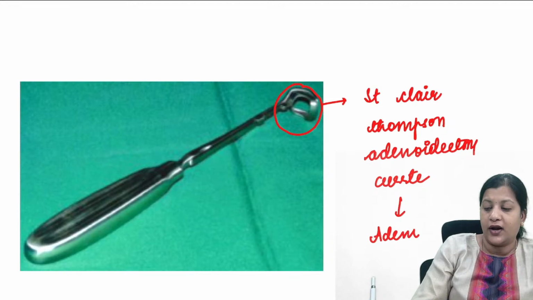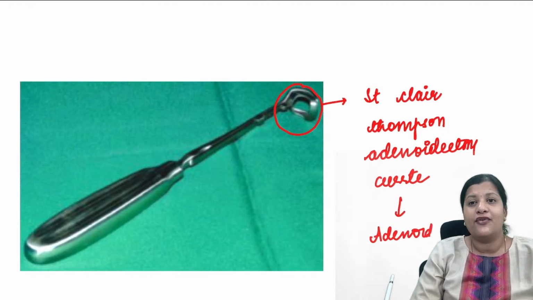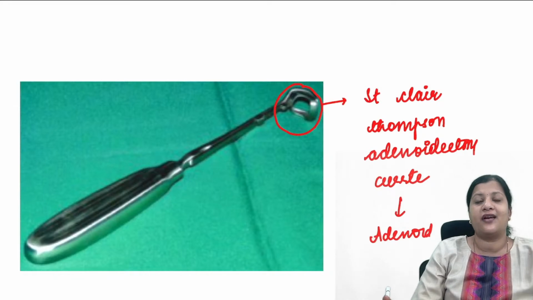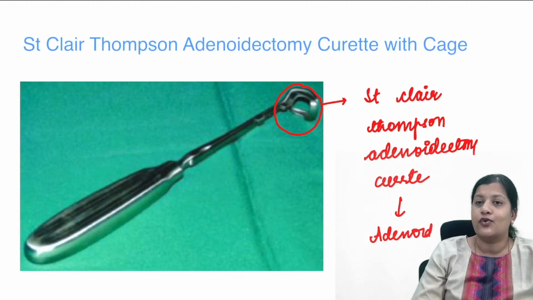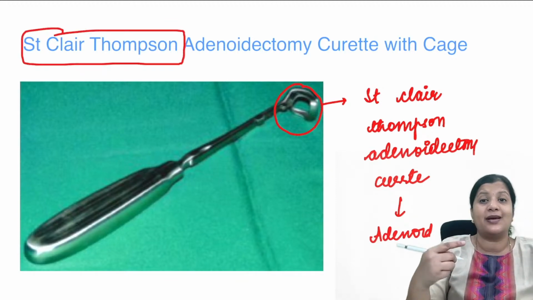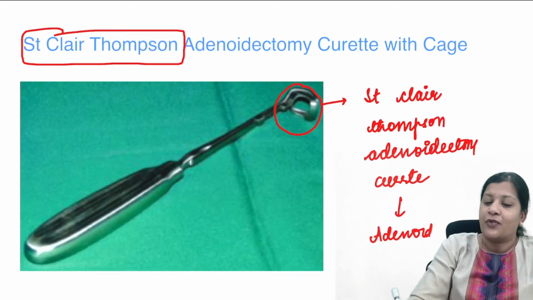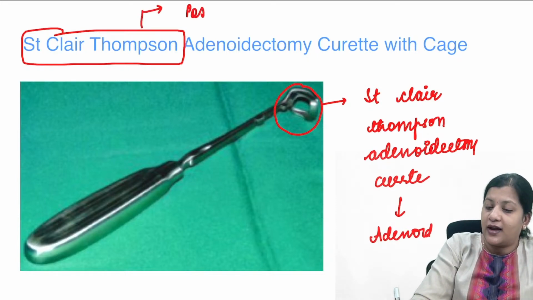Nowadays, we don't do adenoidectomy by curettage. We use coblator, we use radio frequency, and under vision, we try to remove the adenoid so that we do not damage any tissue. But in the olden times, when they didn't have an endoscope camera system, they would use this curette, which is called St. Clair Thompson's adenoidectomy curette. Do you remember St. Clair Thompson was used somewhere else also? Where did we use this word St. Clair Thompson? Was this used for posterior rhinoscopy as well?